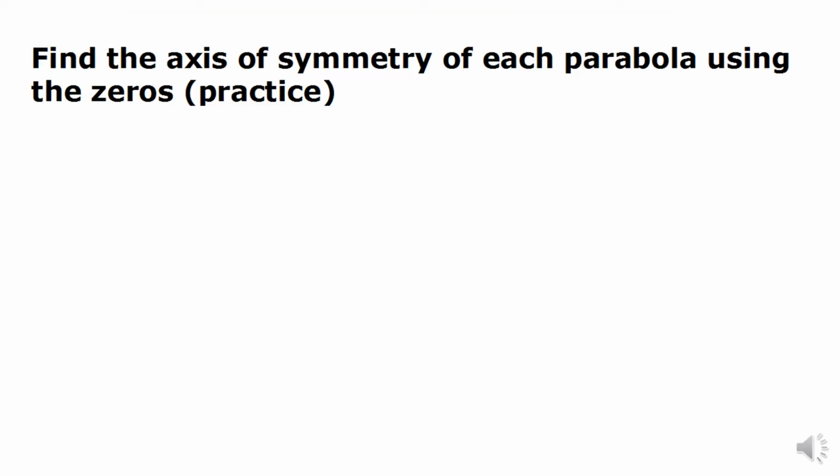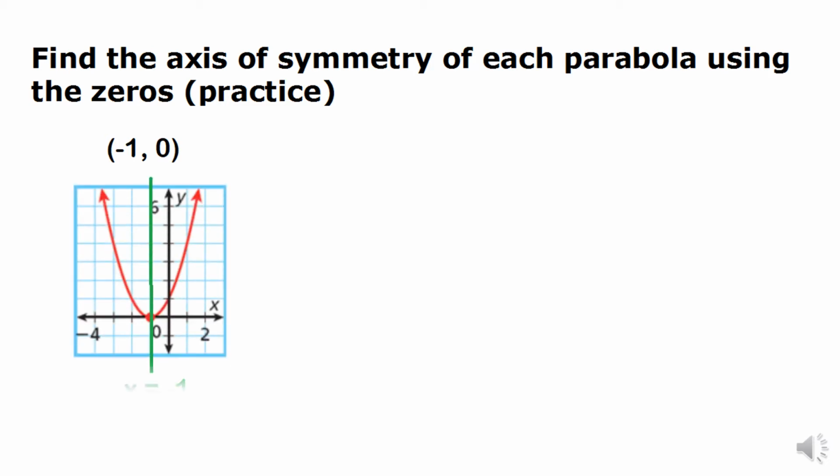Okay, so now we're going to find the axis of symmetry using the zeros. So this is practice. So if we only have 1 zero, what's our axis of symmetry? It's x equals -1. Okay, remember, if you have 1 zero, then it's also your vertex. Okay, and that gives you your axis of symmetry.